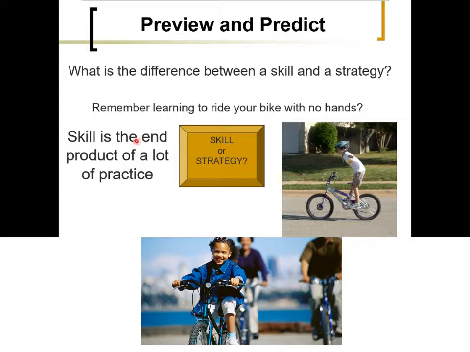So the skill is the end product of a lot of practice. We can see over here in this picture, when you are able to ride your bicycle with no hands, it shows that you have mastered the skill. Meaning that when you have done a lot of practice, the end product is the skill that you have achieved.